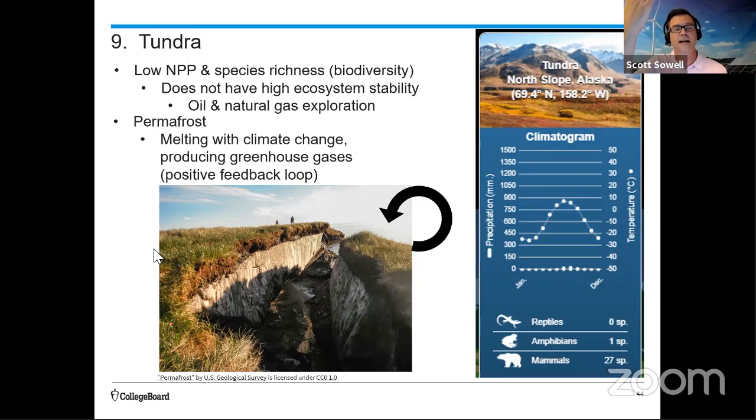That puts more greenhouse gases into the atmosphere, which in turn causes a stronger greenhouse effect, which melts more permafrost, which puts more greenhouse gas. So that's that positive feedback loop that we've mentioned a few times. Positive feedback loop, good example of that.